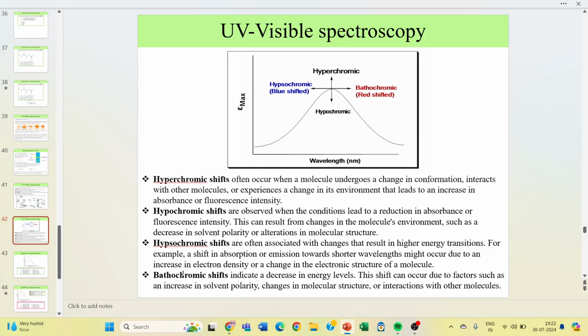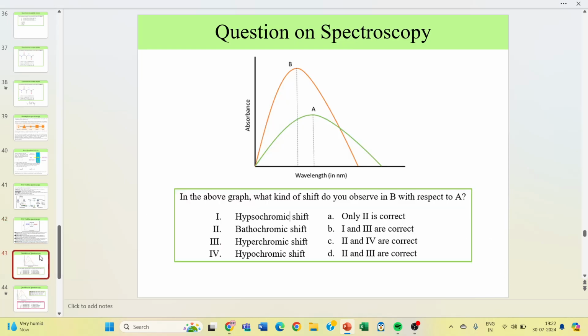And in case of the red shift, which is bathochromic shift, the shift is towards a longer wavelength, and that is often because of change in solvent polarity, interaction with other molecules, and change in the molecular structure. Okay. So we will try to understand this better. Try to have a look at this.